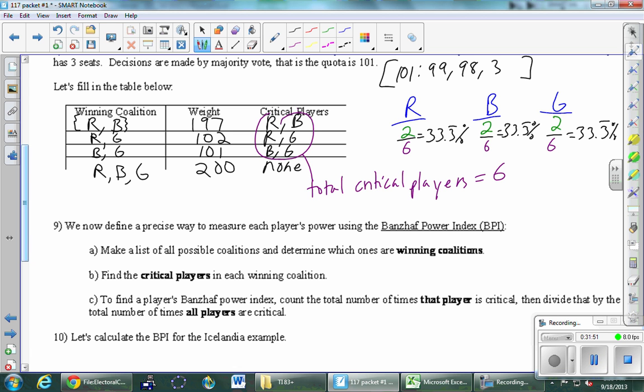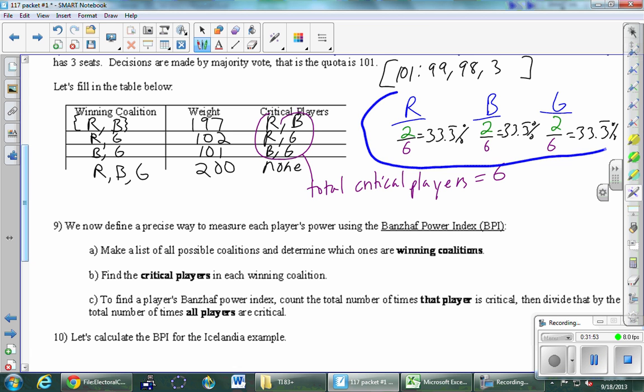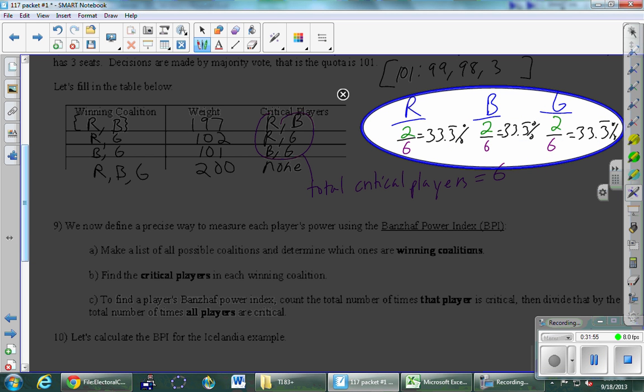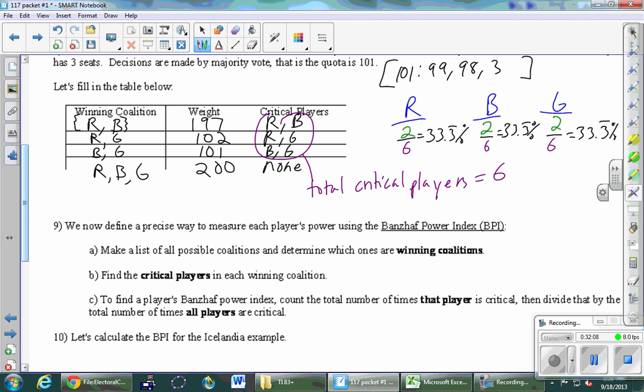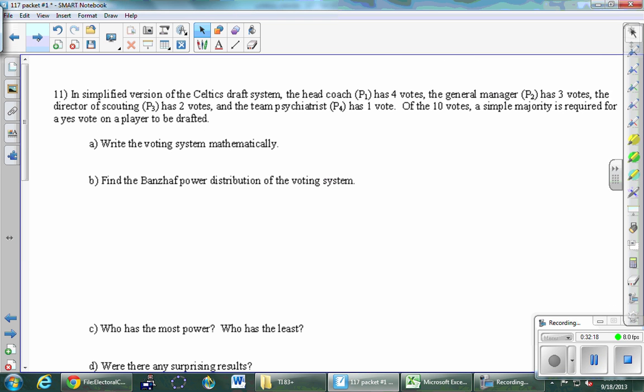Yeah, that is the Banzhaf power index. So for R, for Icelandia, their power is 33.3%. So that's it. That's the Banzhaf power index. They each have about 33% of the power, which is surprising, but that's how it worked out. Okay, next page. And we'll go to Sam for 11.